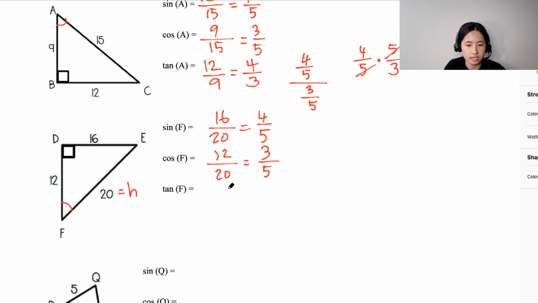Now, if you're looking at tangent F, that would be opposite over adjacent, so that's opposite 16, right? Adjacent side is 12, right? So this would be divided by 2, you get 8. And let's see, divided by 2, you get 6. Divided by 2, you get 4, and this is 3. So it's 4 over 3.